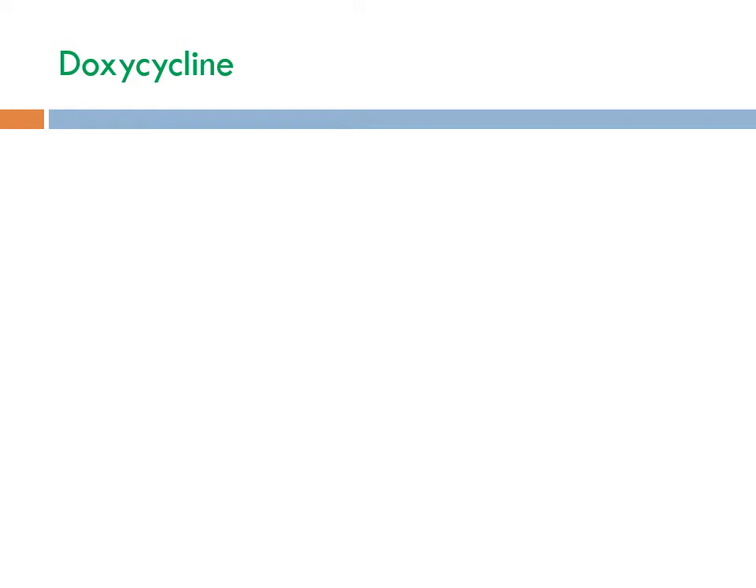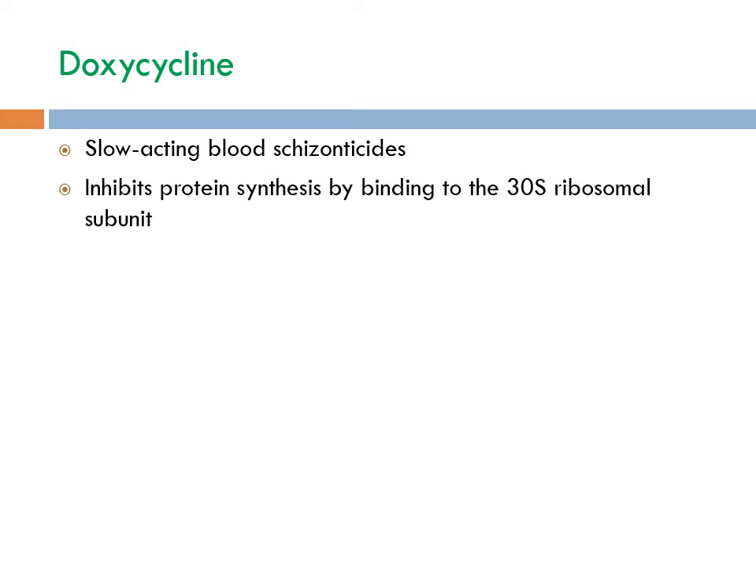Doxycycline, which is a tetracycline group of antibiotic, is a slow-acting blood schizontocide against all plasmodial species, including P. falciparum resistant to chloroquine, mefloquine, and sulfadoxine pyrimethamine. Its action is slower, so it is not clinically useful as a blood schizontocide and is not used alone. It inhibits protein synthesis by binding to the 30S ribosomal subunit and blocking the binding of tRNA to mRNA, and thus inhibition of protein translation occurs.